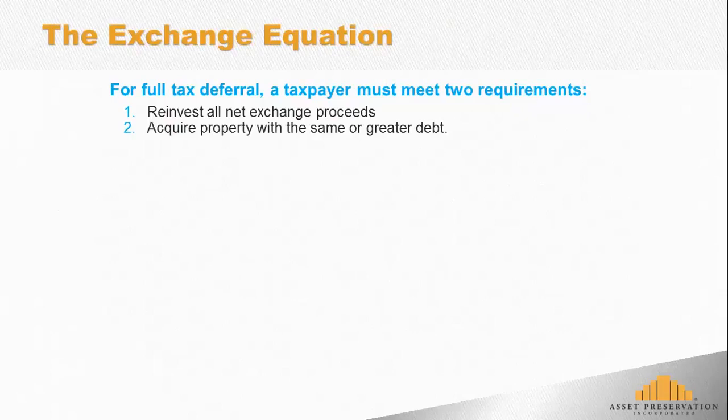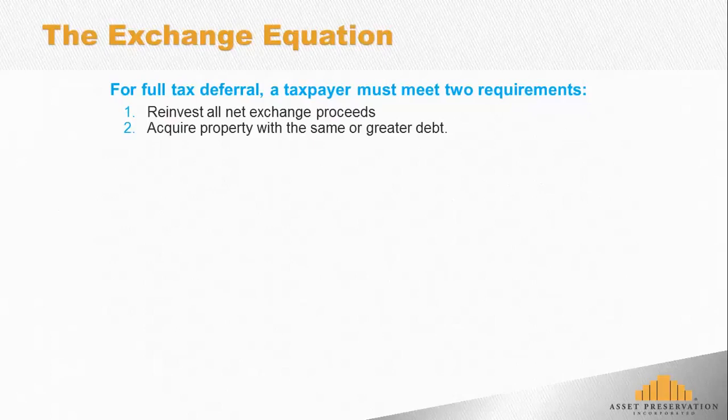So the term for money that's taken out of the transaction is called cash boot. That's a situation where somebody receives some of the proceeds. If somebody has a reduction in their mortgage liabilities, that's called mortgage boot. And those are both taxable to the extent there's a capital gain tax consequence.